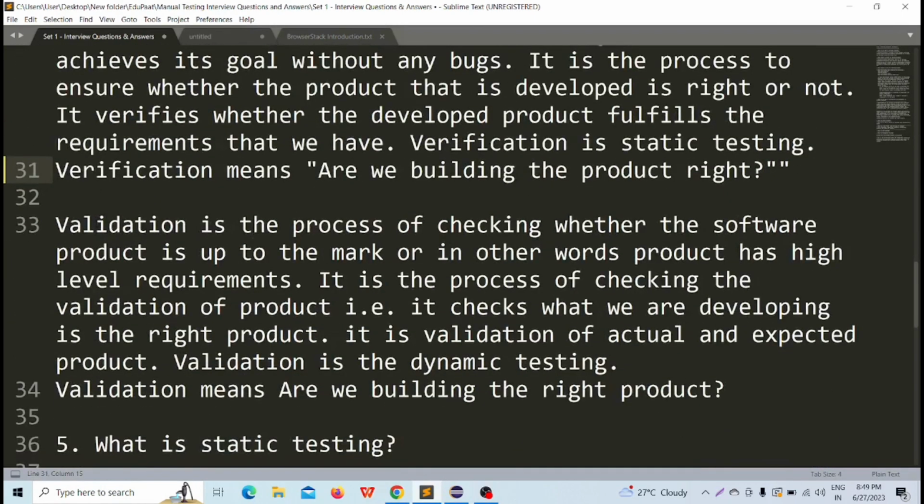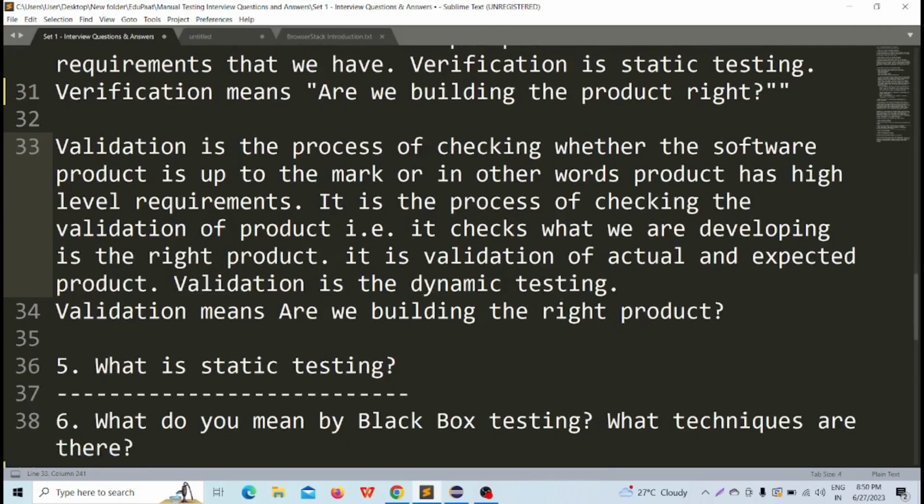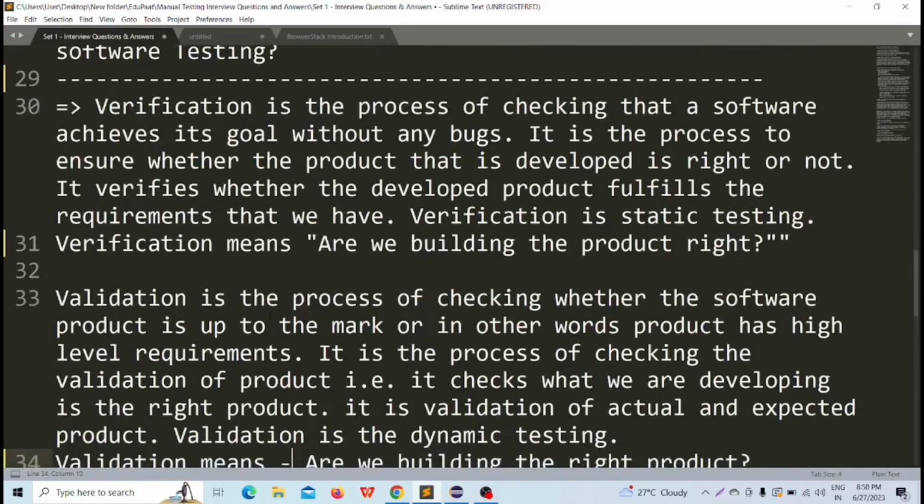Now, what do you mean by validation? Validation is the process of checking whether the software product is up to the mark, or in other words, the product has high level requirements. It checks whether what we are developing is the right product or not. So it is the validation of the actual and expected product. Validation is dynamic testing, and in simple terms validation means, are we building the right product? That is called validation. Are we building the right product? Okay, so these are verification and validation.